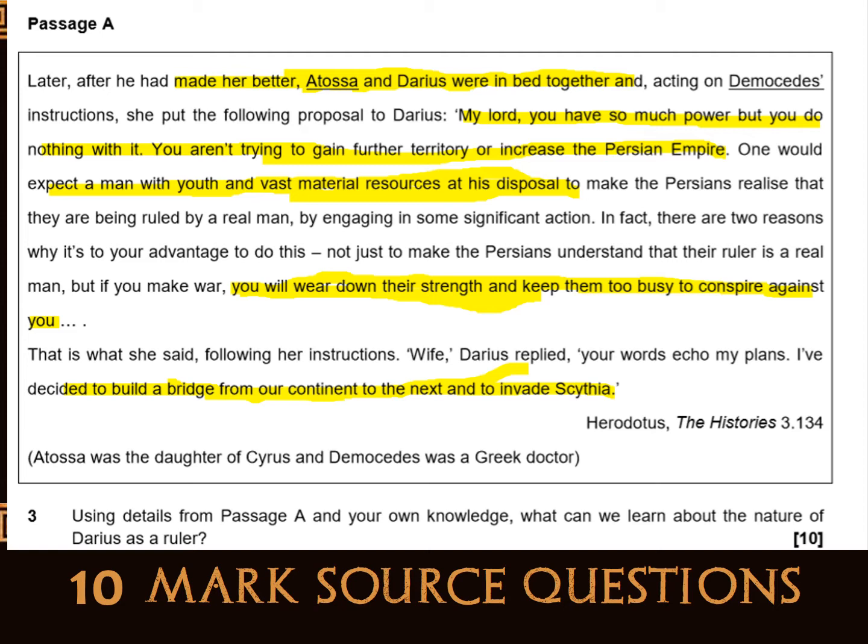She then throws in this extra little barb, saying that you will wear down their strength and keep them too busy to conspire against you. She's clearly now talking about Persian nobles. That tells us something about Darius. And then, after this little bit, we see Darius's final response with basically, shut up woman, I'm going to invade the Scythians. I have a plan, I've just not done it yet. So this is what I've taken from this little extract, this will form the basis of how I would use this source to answer the question about the nature of Darius.